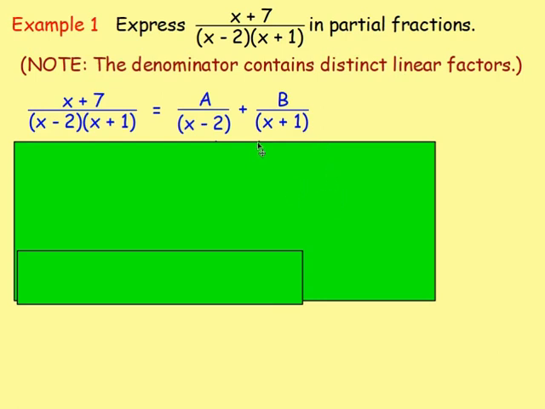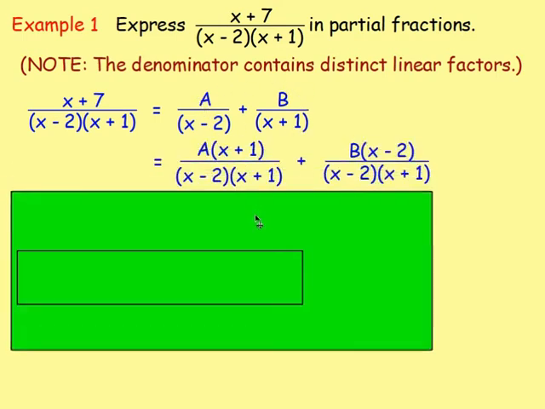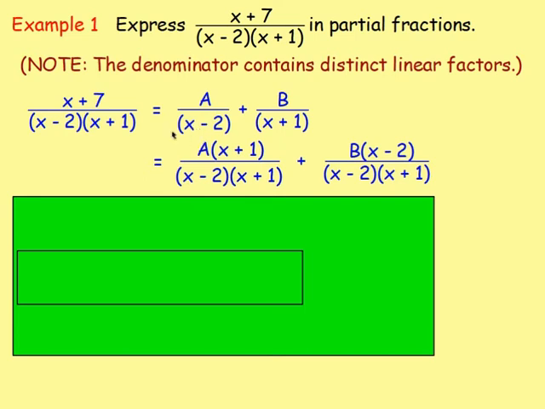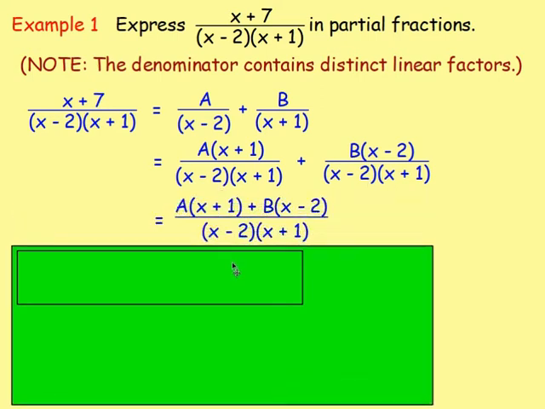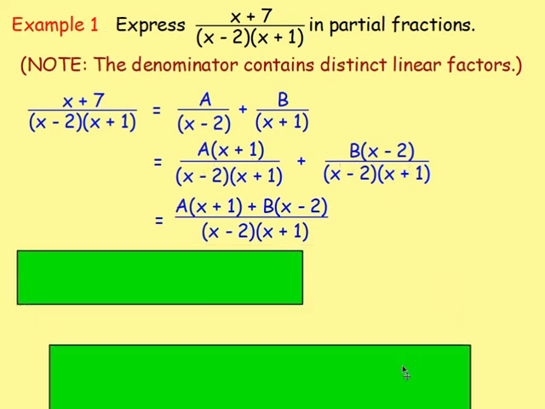The next thing we need to do is add these fractions together. To do that, we need the same denominator. If you notice, A over x take away 2, well, we're needing on the bottom x take away 2, x plus 1. So multiply the top and the bottom by x plus 1. So A times (x + 1) over (x - 2)(x + 1). B is already over x plus 1, but we're needing on the bottom x plus 1 and an x take away 2. So multiply the top and the bottom by x take away 2. From there, you can see we've got the same denominator, so we can add the numerators. So we've got A times (x + 1) plus B times (x - 2).